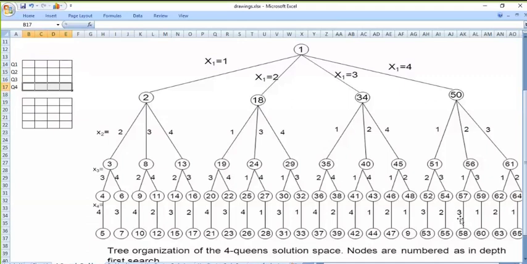3 indicates the third column. So fourth row and third column over here will be the value of the other position of the queen. Okay, now let us try to draw or trace this particular tree over here.